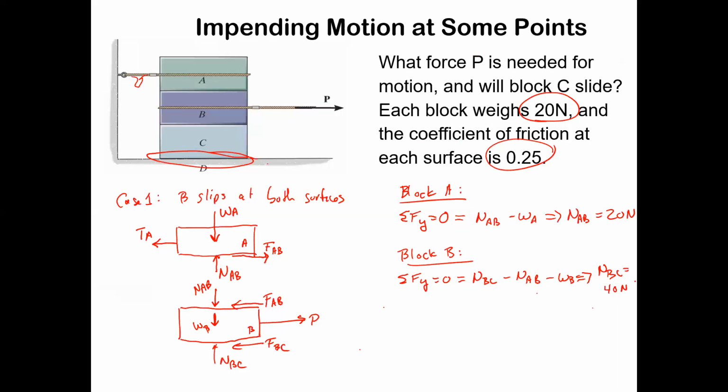Okay, so NBC is 40 newtons, right? It's got 40 newtons to push up because there's 2 blocks above it. Makes sense, right? And some of these things, once you do a few of these, you don't have to write these equations. It's kind of obvious. But until you get comfortable with it, you should write these out because this actually keeps your work very systematic and clear. So the X forces, we've got P going to the right, and we've got a minus FAB and a minus FBC.